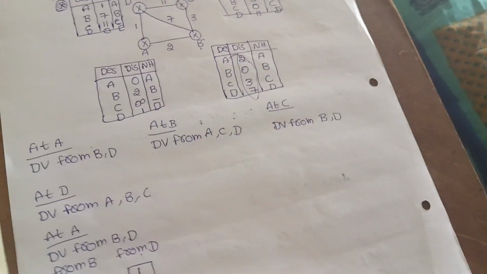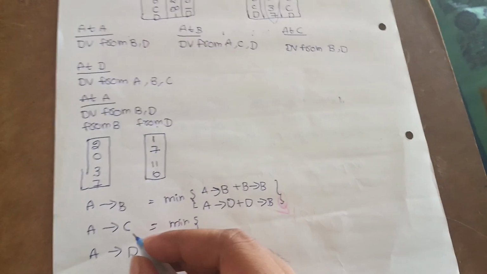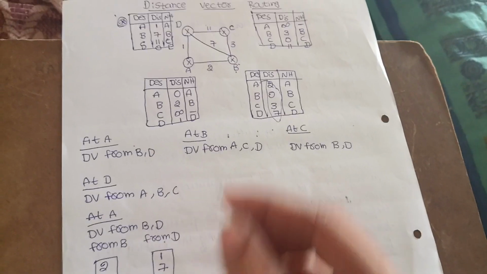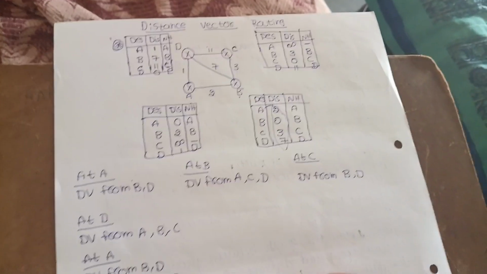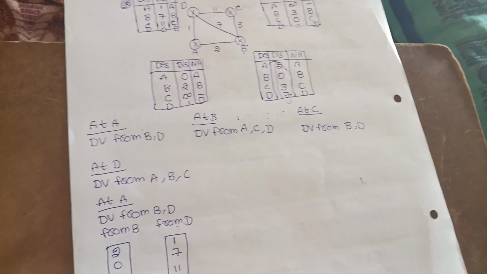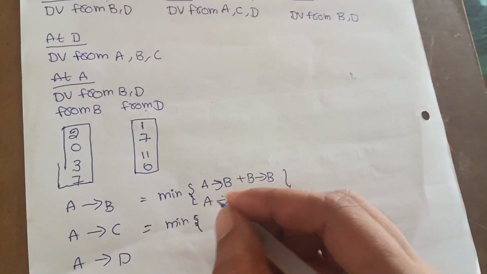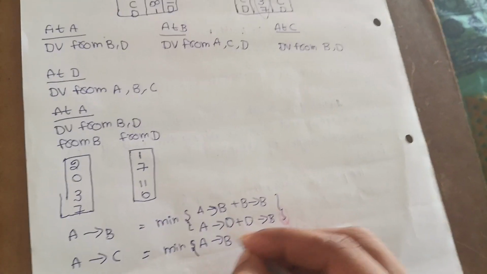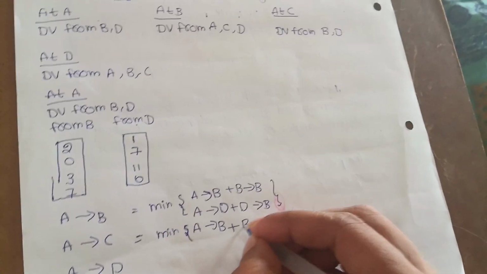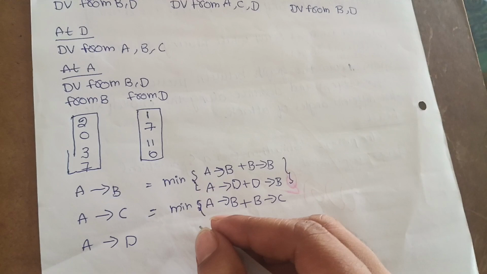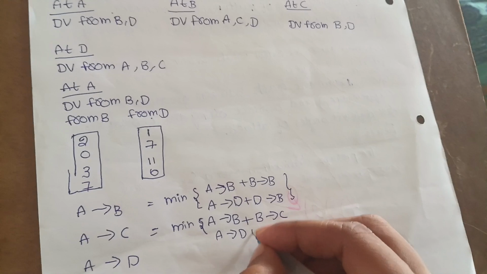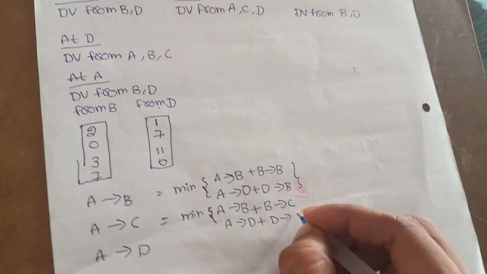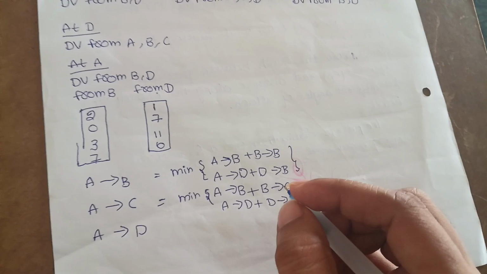Check here. Now from A to C we want to check the distance. The paths from A to C: A to B, B to C is one path, and A to D, D to C is one path. We want to take the minimum from this. A to B plus B to C is one way of approaching, and another way of approaching is A to D plus D to C.